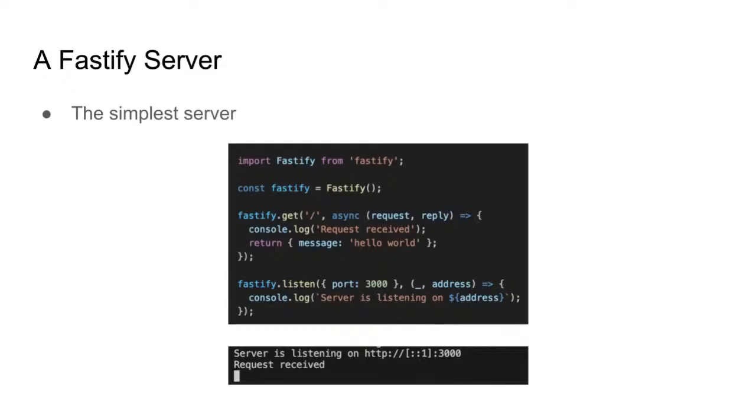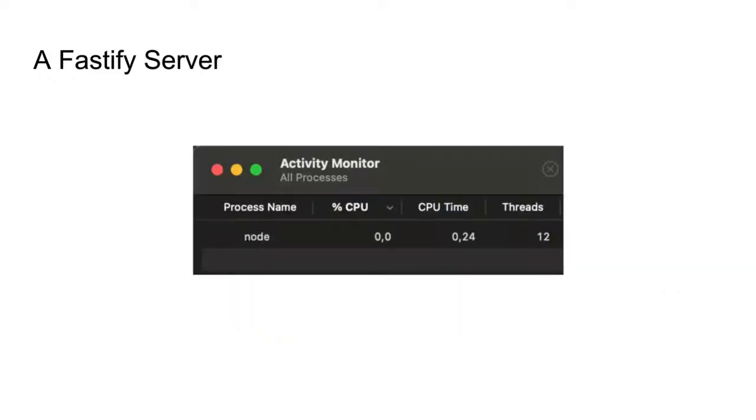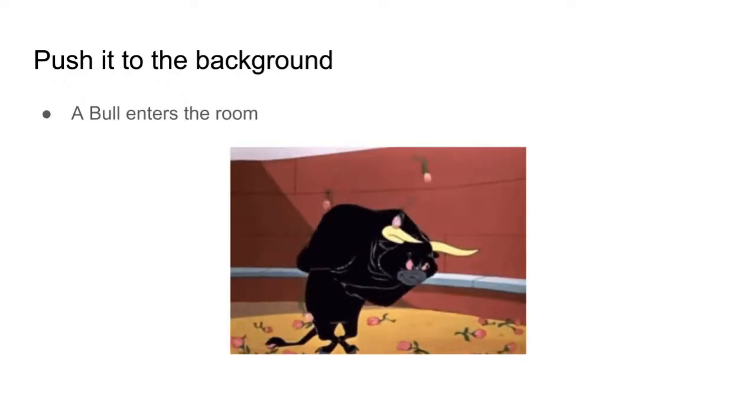By running this server, I will have the logs as below. As soon as a request hits, it will log request received. Running that, I can inspect my activity monitor and I will see that I have only one Node.js process with 12 threads. So let's push some tasks to the background.